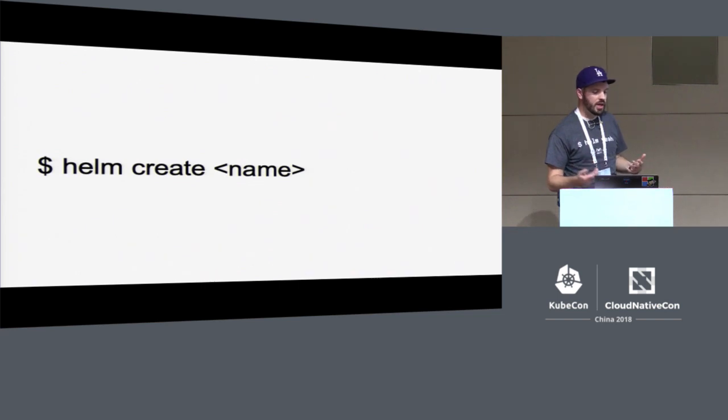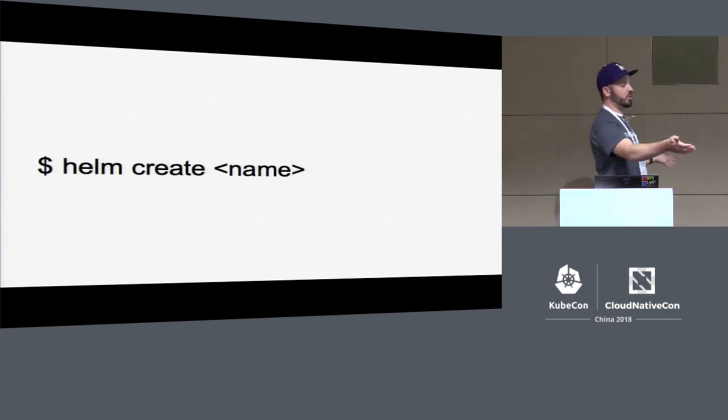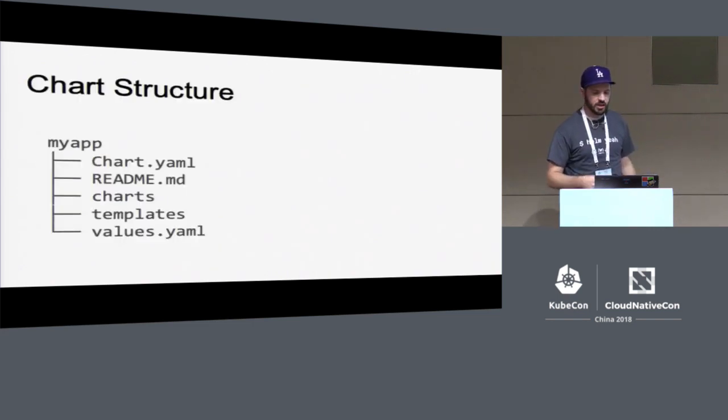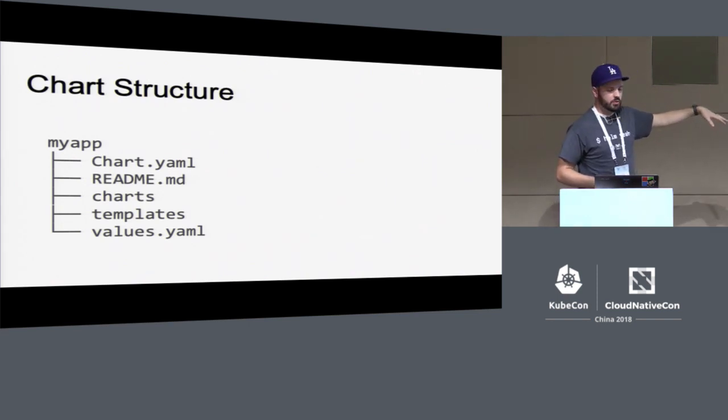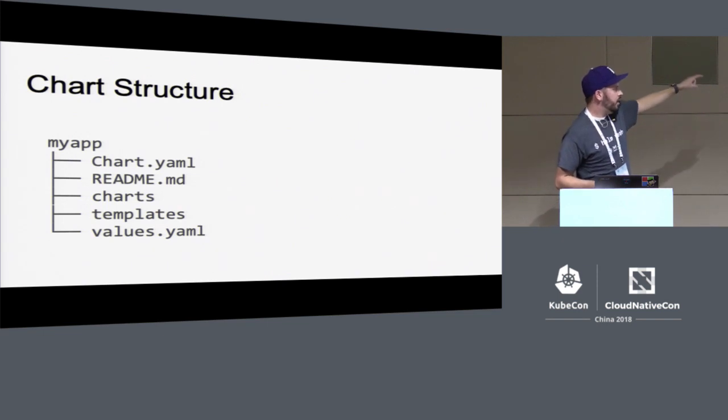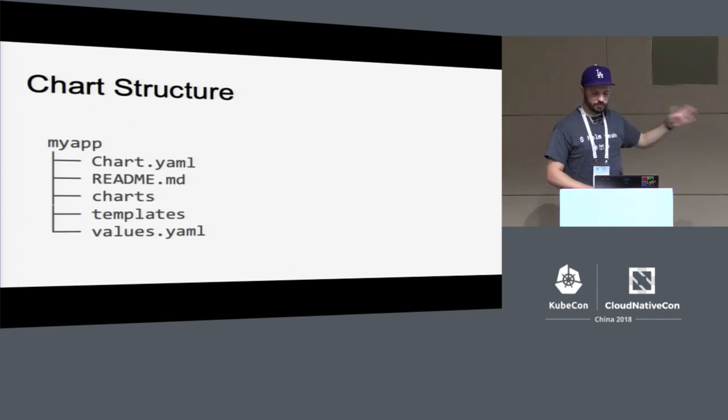So to create a chart, it's actually helm create and then the name of the chart you want to do. That dumps a whole scaffolded app. It actually looks like this in the directory. So you'll see this thing that says, here's my app. If you called it helm create myapp, it's going to create a myapp directory, and then dump out a Chart.yaml, the README for the chart, and then your templates and your values.